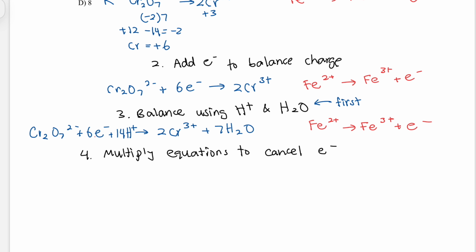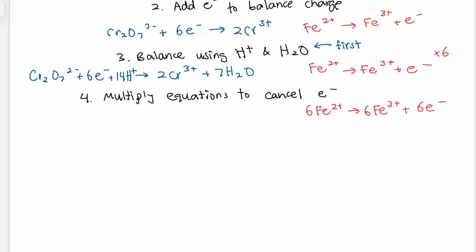So I see that I have 6 over here and only 1 over here, so that means I need to multiply the oxidation reaction by 6, which will give me 6Fe2 plus to 6Fe3 plus and 6 electrons. And this allows me to do step 5, which is add the 2 equations together and cancel out any species that occur on opposite sides in both the reactions. So I can cancel out the 6 electrons because they're common in both and on opposite sides. And that's all I can cancel out for now.